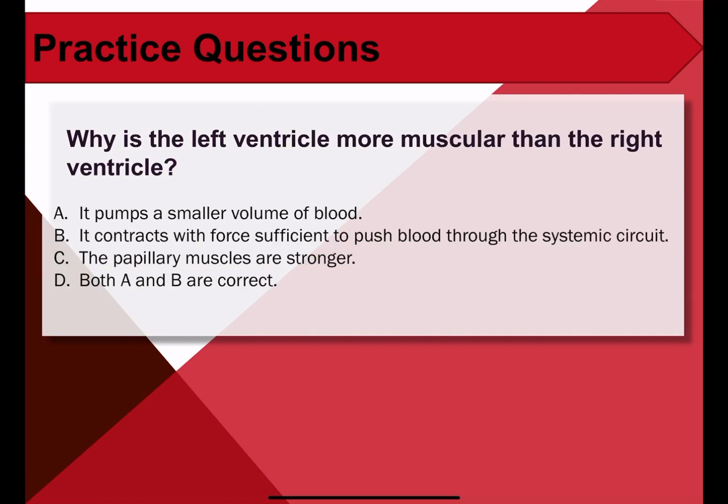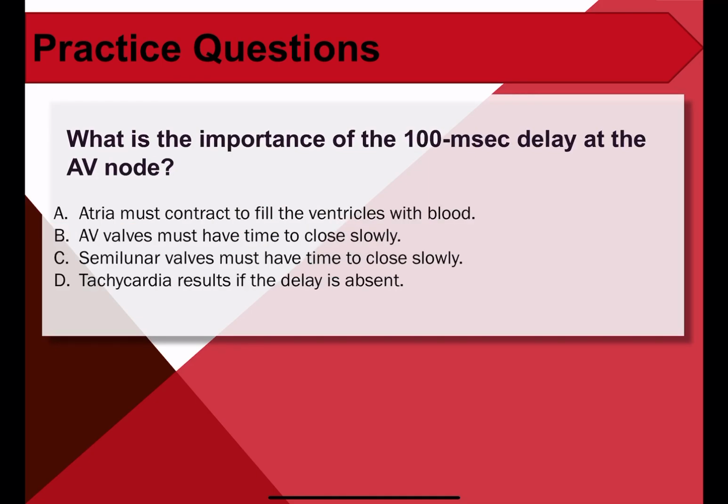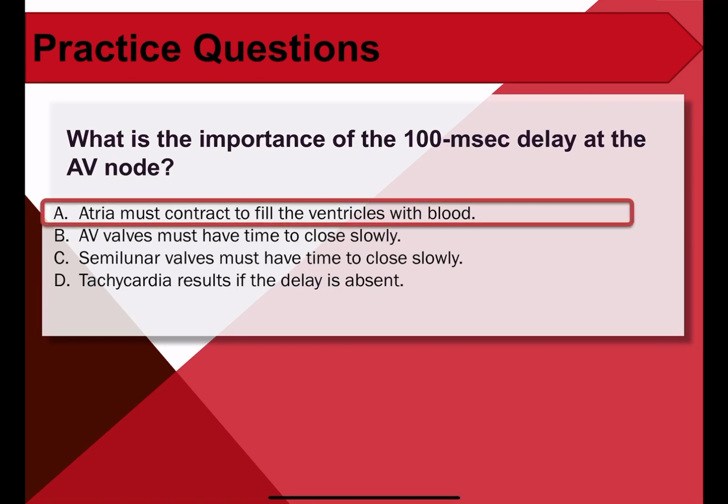Why is the left ventricle more muscular than the right ventricle? We talked about this. Because the left ventricle has to generate sufficient force to push the blood through the systemic circuit. What is the importance of the 100 millisecond delay of the AV node? It is the fact that we have to have the atria contract first before the ventricles.